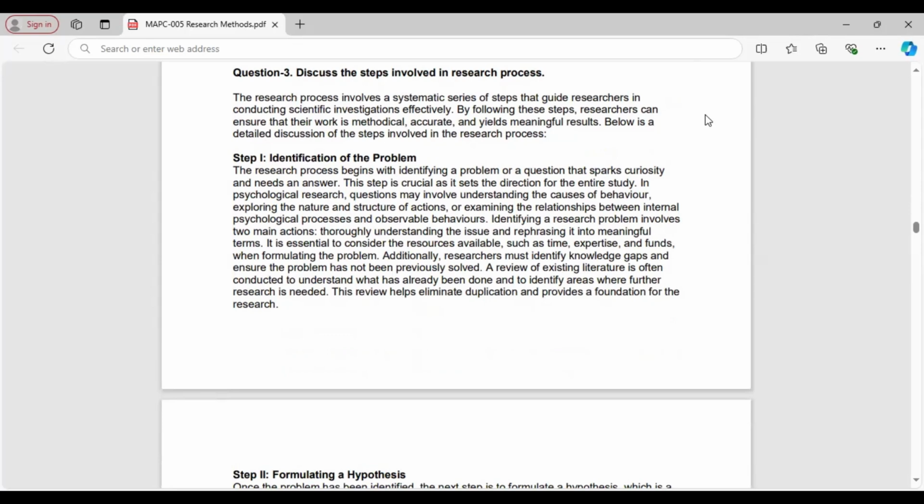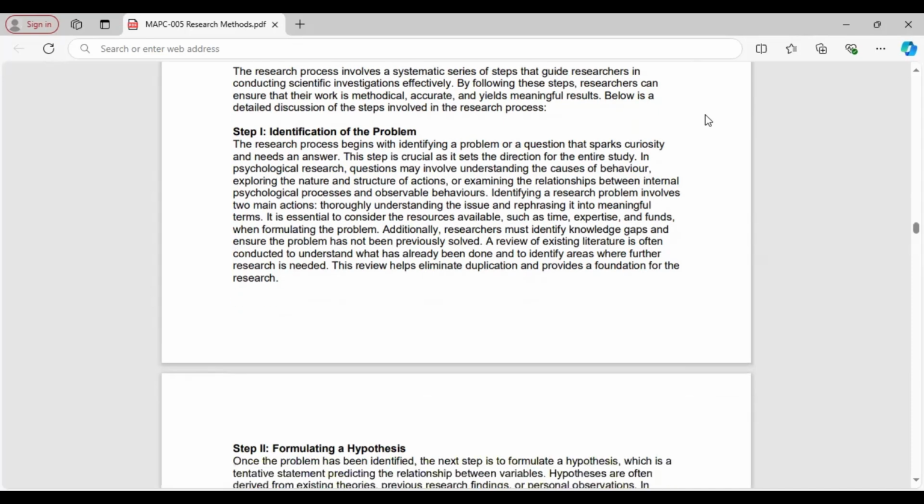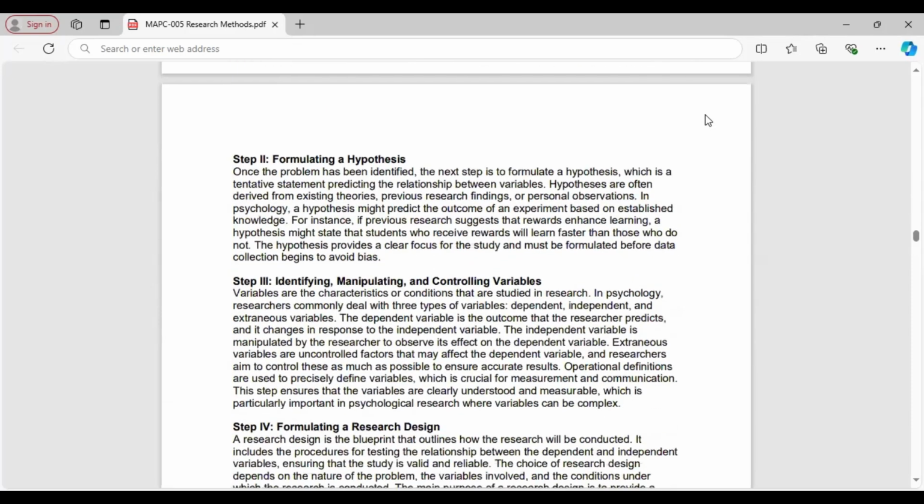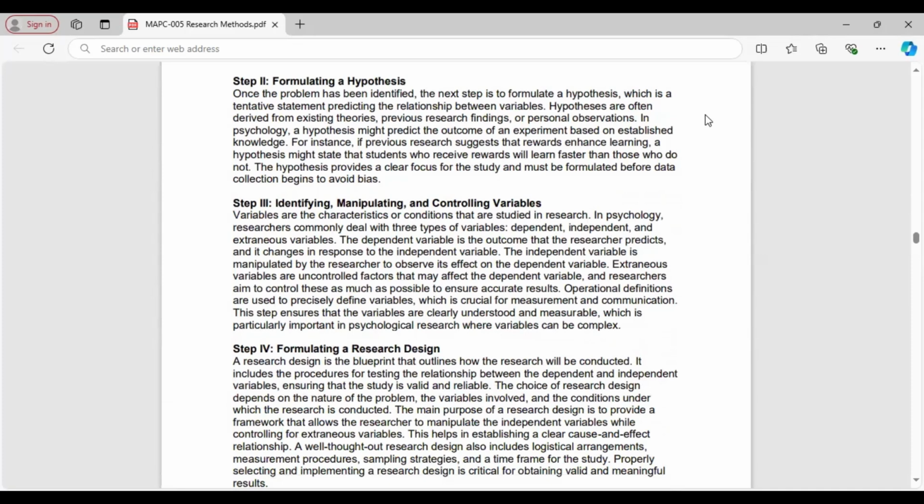Identification of the problem. The process begins by identifying a problem or question of interest. This sets the study's direction, involving a thorough understanding of the issue and a review of existing literature to ensure that the problem is relevant and not previously resolved. Step 2. Formulating a hypothesis. After identifying the problem, researchers formulate a hypothesis, that is a tentative statement predicting the relationship between variables. Hypotheses guide the study and are derived from theories or prior research, focusing the investigation before data collection.